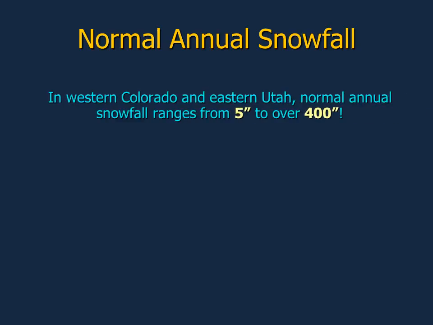Here's a closer look at some numbers around the region of normal annual snowfall. Across western Colorado and eastern Utah, areas normally receive anywhere from 5 inches in the dry valleys to over 400 inches in some mountain areas. Here's a sample of sites from around the area with their normal annual snowfall amounts in yellow.